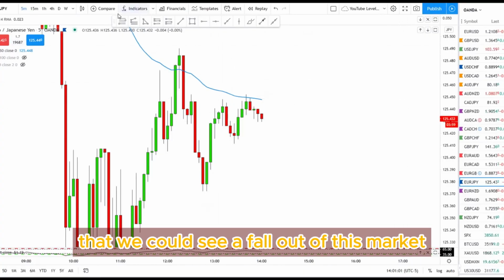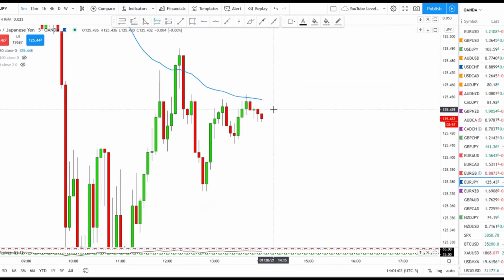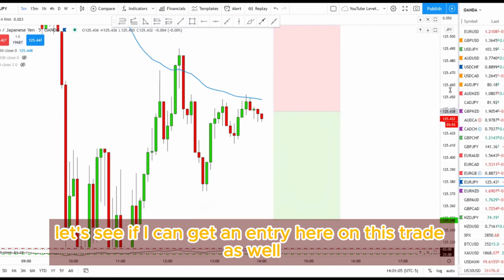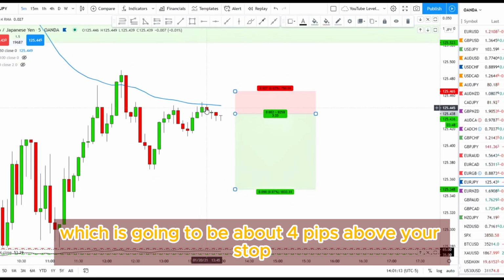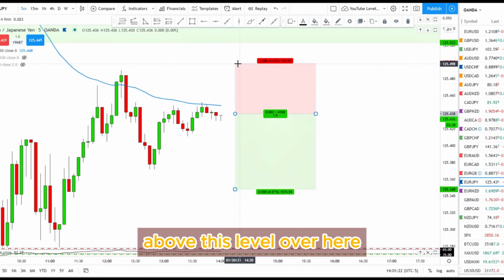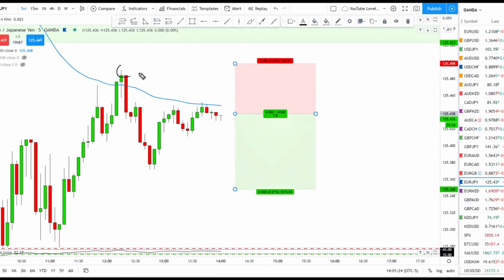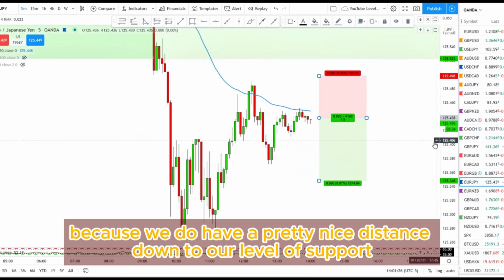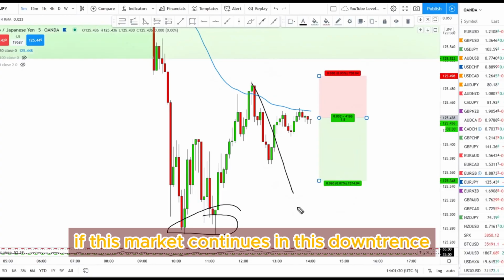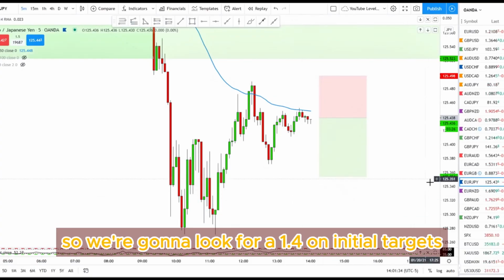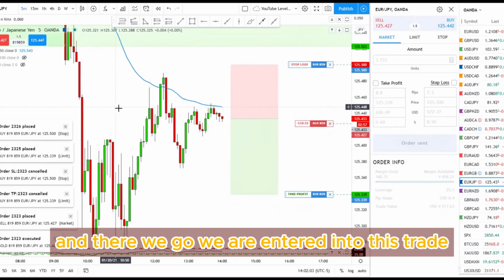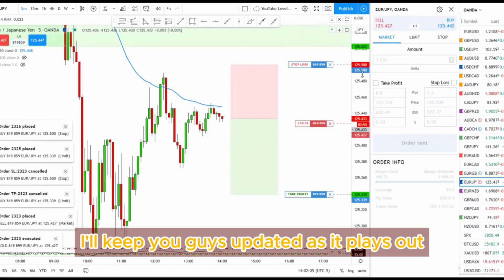With that being the case, let's see if I can get an entry here on this trade as well. And let's go with our stop loss, which is going to be about 4 pips above, or stop above this level over here. Because we do have a pretty nice distance down to our level of support if this market continues in this downtrend. So we're going to look for a 1.4 on initial targets. And there we go. We are entered into this trade. I'll keep you guys updated as it plays out.